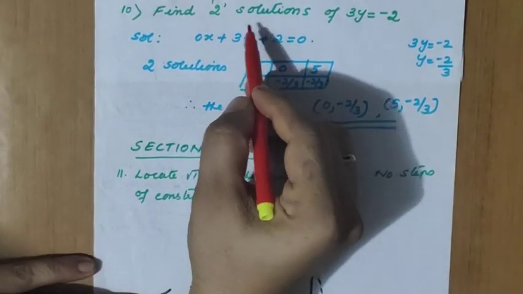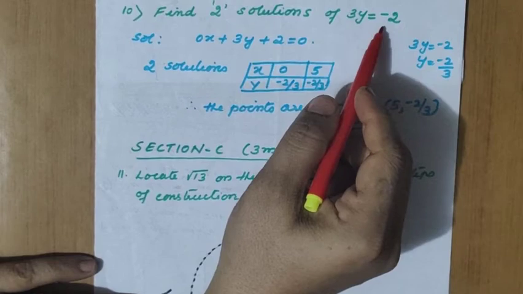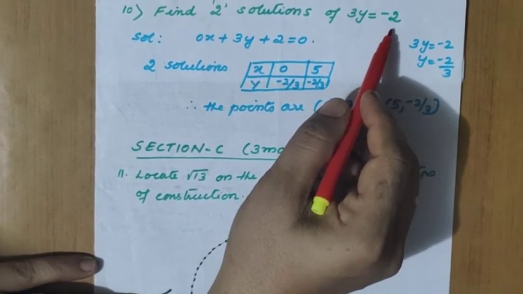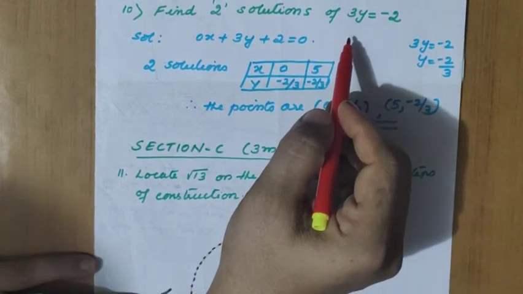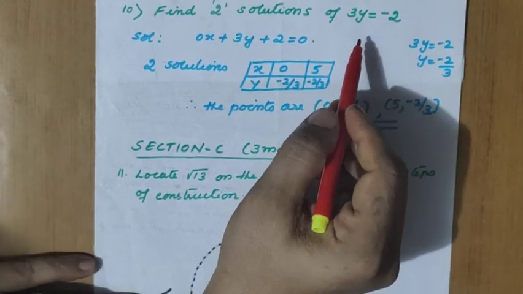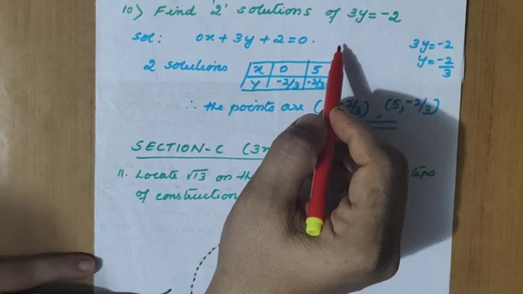10th question, find two solutions of 3y equal to minus 2. 3y equal to minus 2 is a linear equation in one variable only, so two solutions are not possible. So what is the first step? We should convert the equation into two variables.